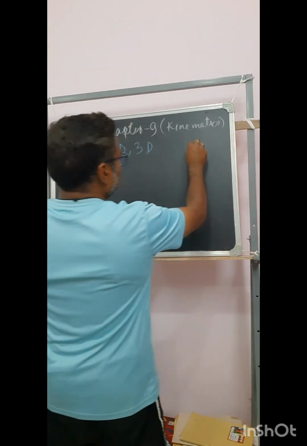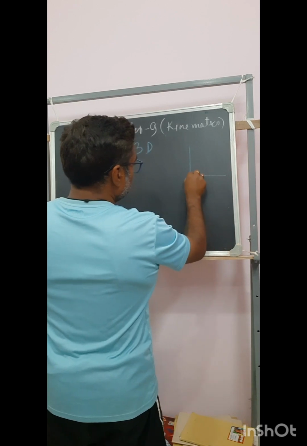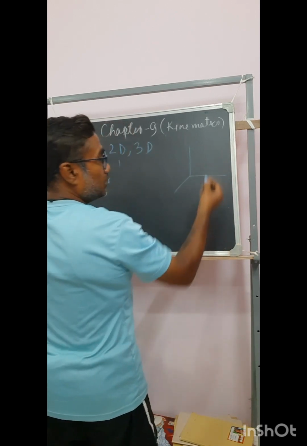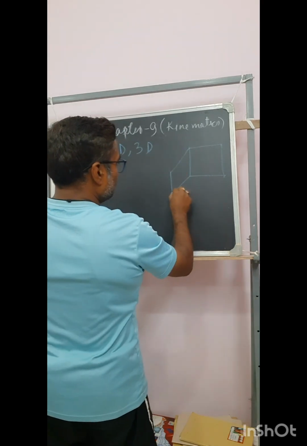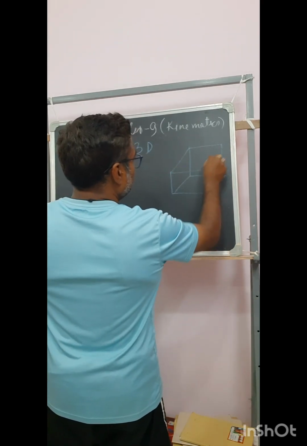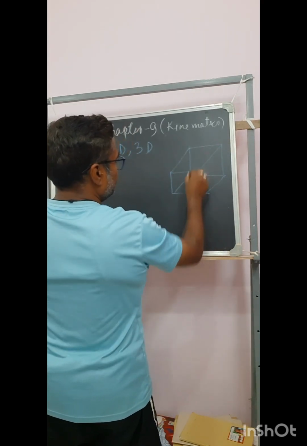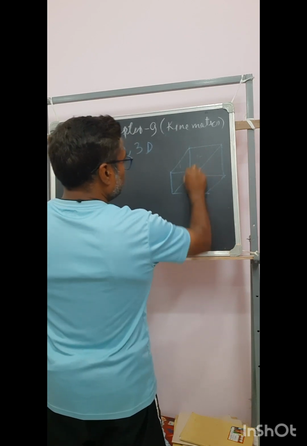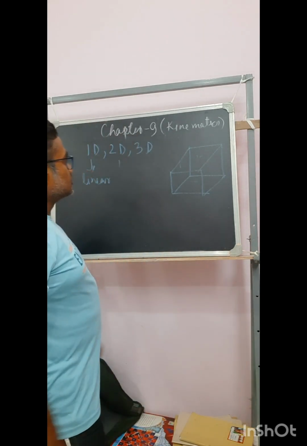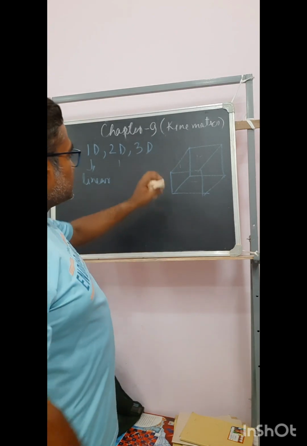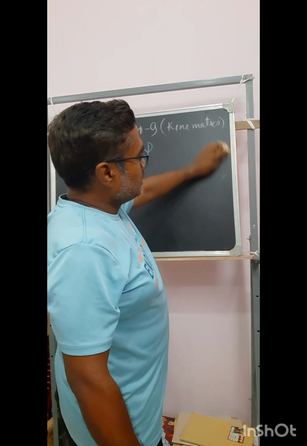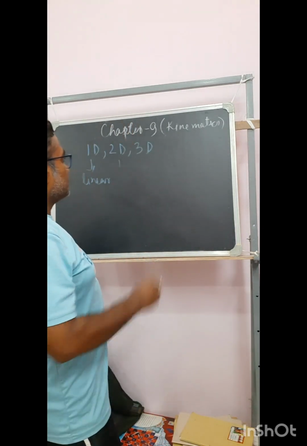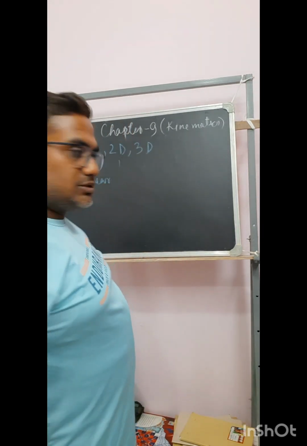And 3D, if any motion is three-dimensional, that means if I consider a closed vessel and some gas is kept there, its motion can be in any direction, that is random motion. So any kind of random motion falls under this. This is a three-dimensional motion, gas molecular motion comes under this 3D.